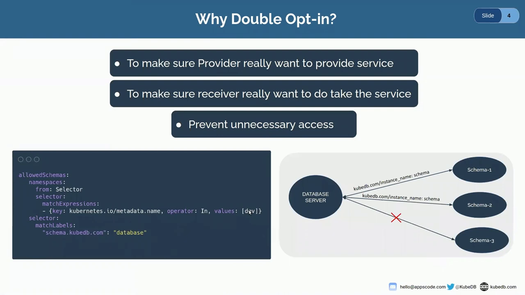Why are we using the developer? By the way, you can imagine it as a mutual agreement or contract between the service provider and the service receiver. Suppose an admin doesn't want some namespace to be allowed, or he wants only some schema to be allowed to use his databases. In those cases, if we don't use this, there is no better way the admin can do this. In our case, the KubeDB database is the service provider, and the schema manager acts as the service receiver. And we can obviously prevent unnecessary access using it.